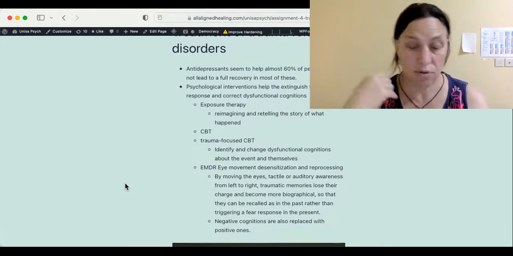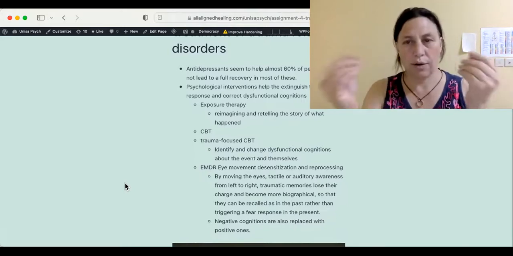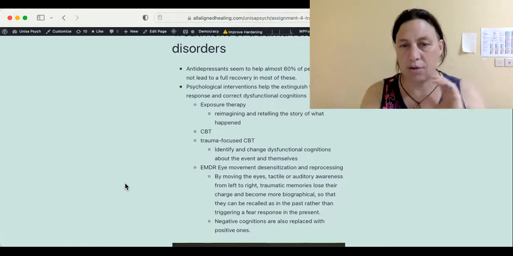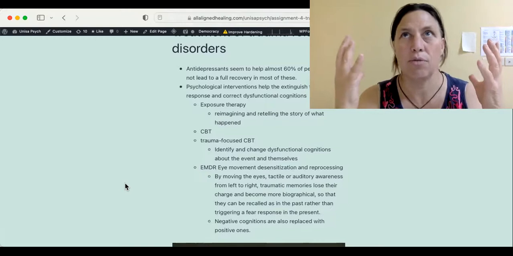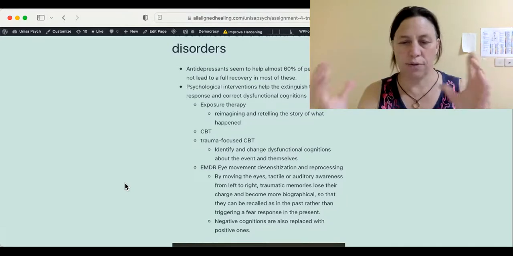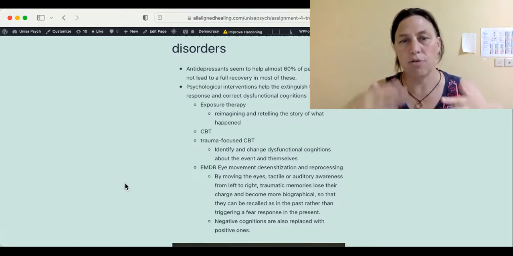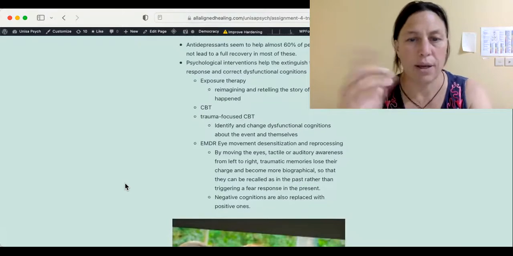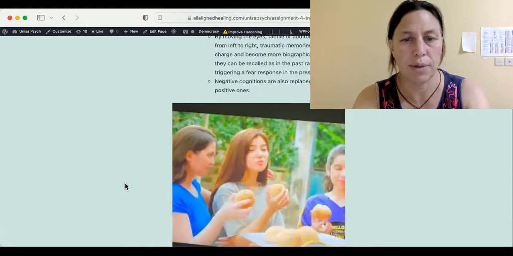Then EMDR is an interesting one. It's actually quite effective. You move your eyes, or you get a tactile or an auditory sensation, left, right, left, right, as you narrate what happened to you. A traumatic memory is almost like you're reliving it; it's not really part of a biography. As you do that, it shifts the way the brain processes the memory so that it becomes biographical and something that you're simply narrating rather than reliving. You also replace negative cognitions with positive ones in all of these psychological interventions.